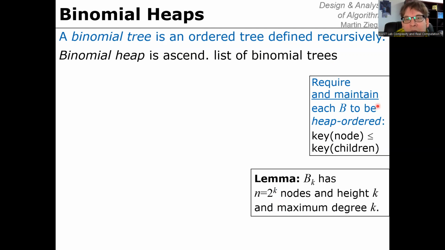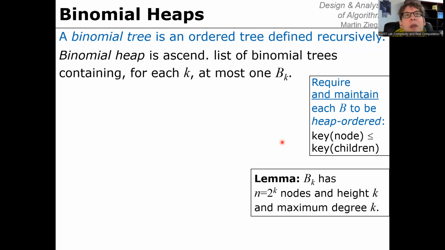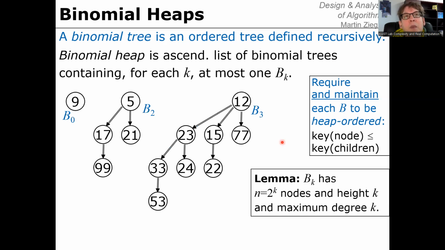So here's the more formal definition. A binomial heap is a list of binomial trees, an ascending list in strictly increasing order, that makes sure that every binomial tree of a given order occurs at most once. And that's the condition here. For each k, at most one binomial tree of order k is present. And here you see an example.